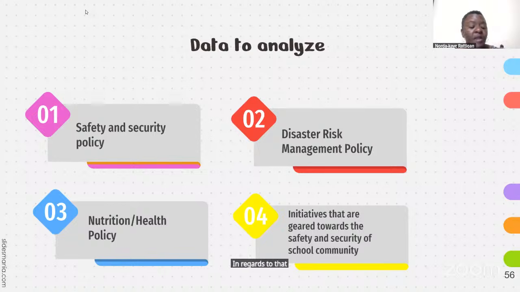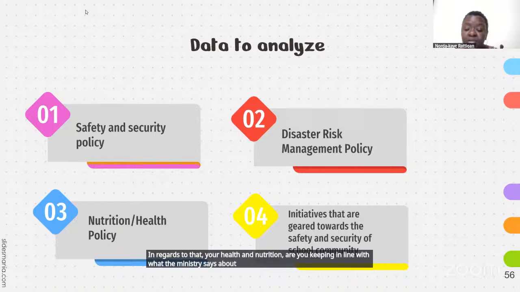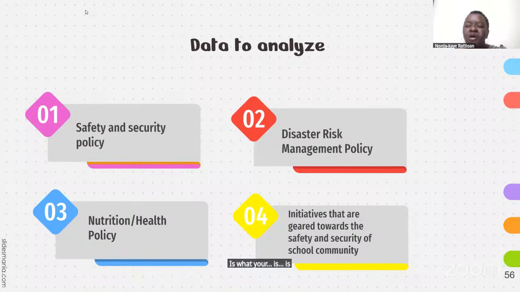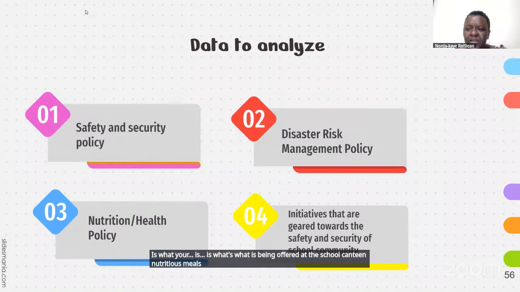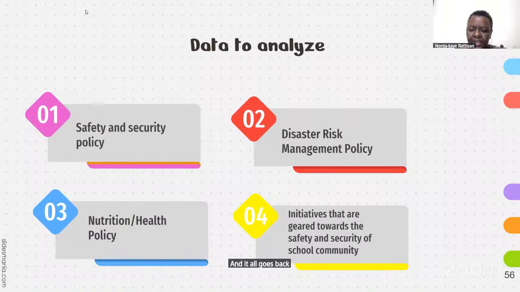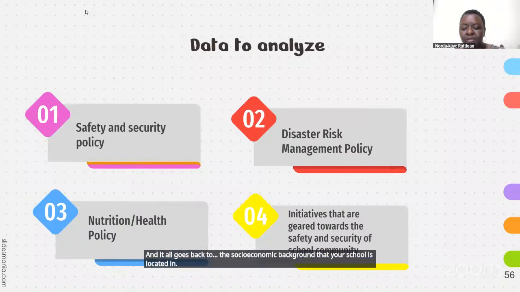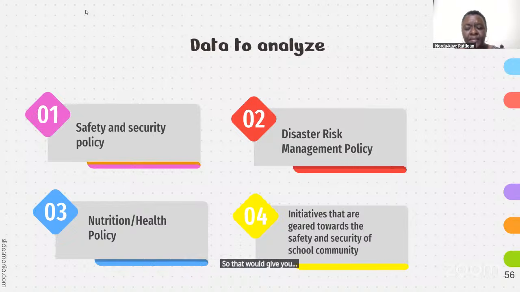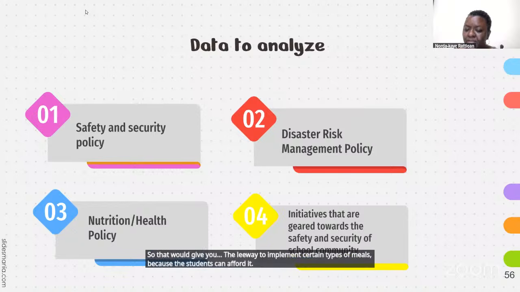Your health and nutrition, are you keeping in line with what the ministry says about healthy eating in schools? Is what is being offered at the school canteen nutritious and affordable meals that the students are able to purchase and not be hungry at school? And it all goes back to the socioeconomic background that your school is located in. So that would give you the leeway to implement certain types of meals because the students can afford it. Right?